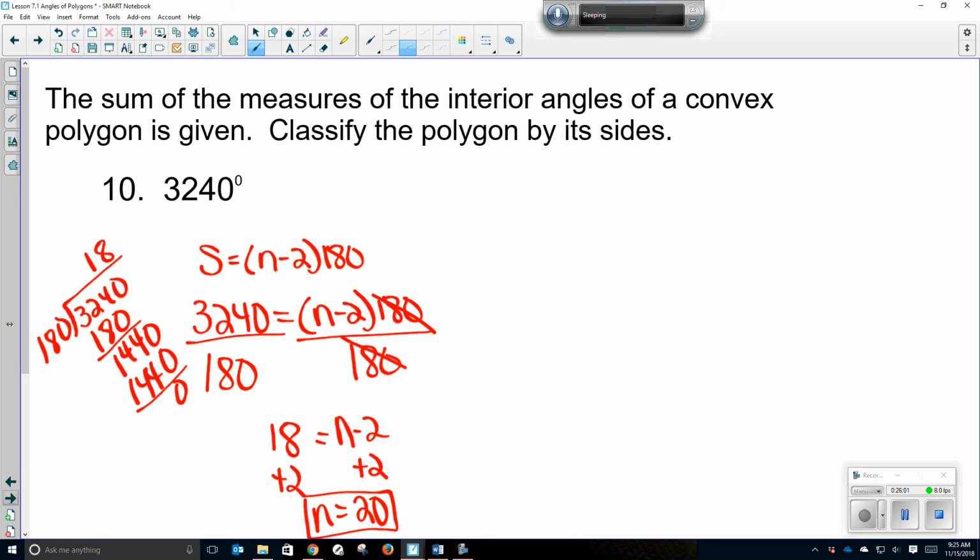The good news about this is it's always going to go evenly, right? Because you can't have 20 and a half sides. Can you? Or 20 and 1/4 sides. Doesn't make any sense. So it should go evenly. If it doesn't, then something's wrong.